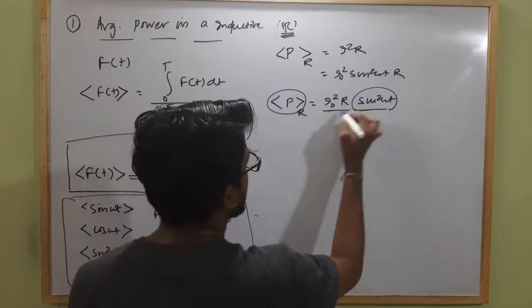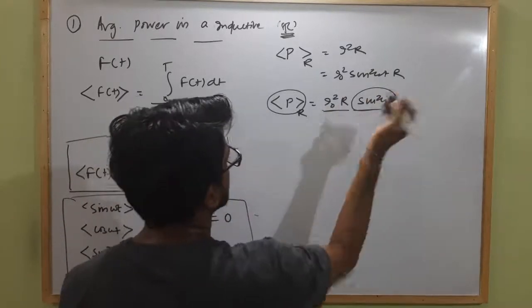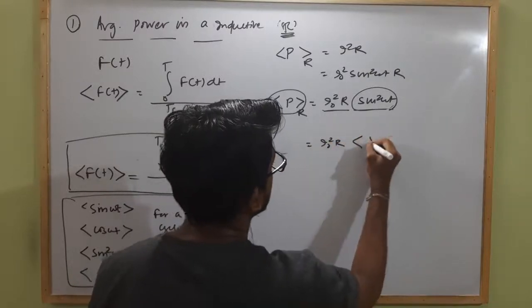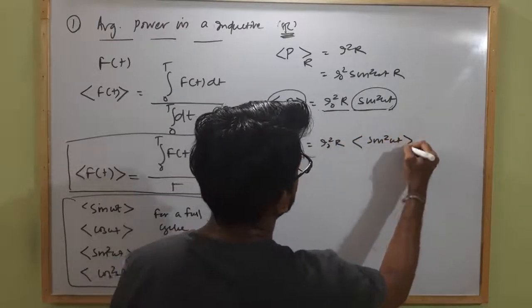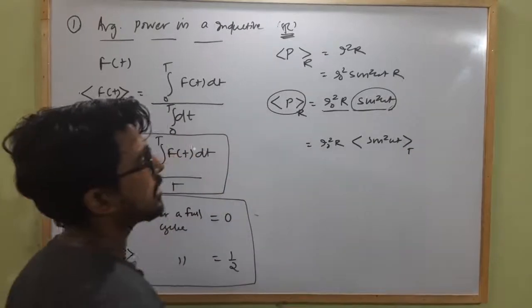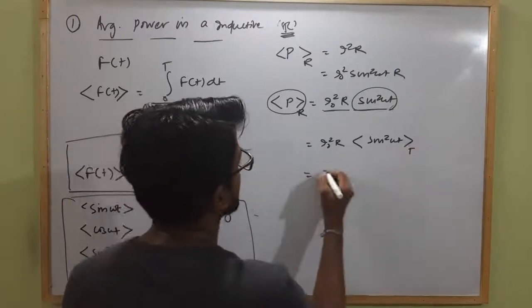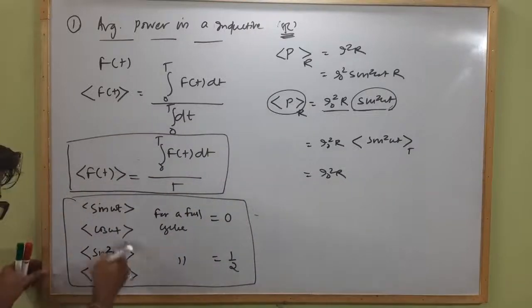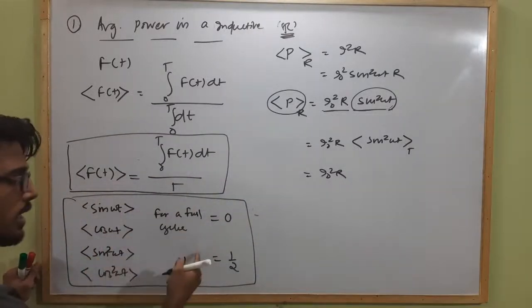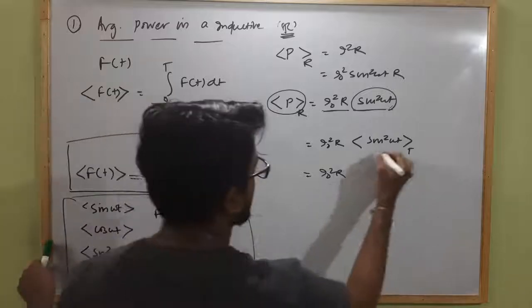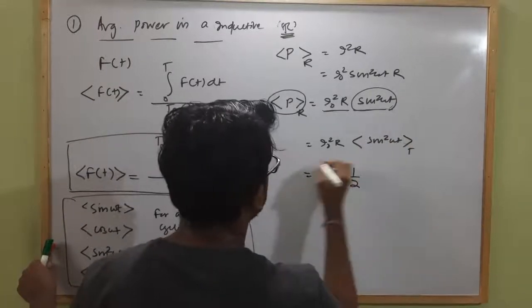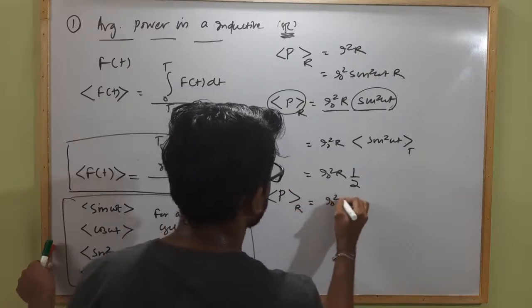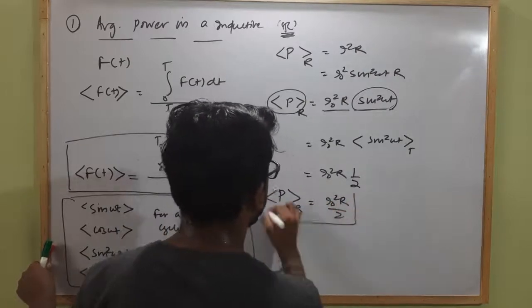That's why we have to find the average value of this much. So this will be I naught square R times the average value of sin square omega t over a complete cycle, that is a time period of T. And we know the average value of sin square omega t over a full cycle is half. So the average power for a resistive circuit will be I naught square R by 2.